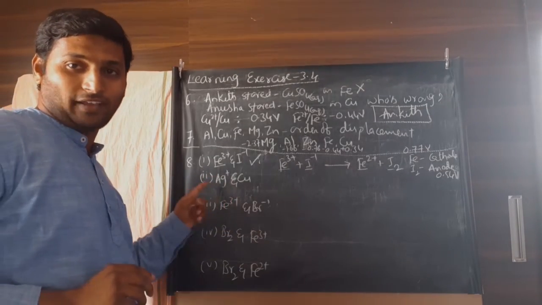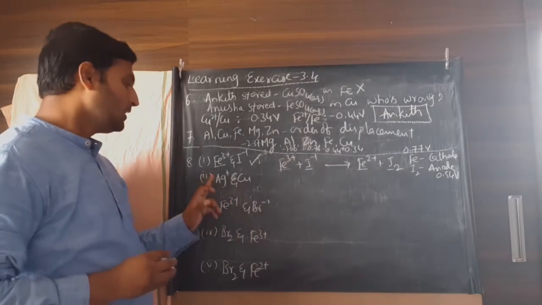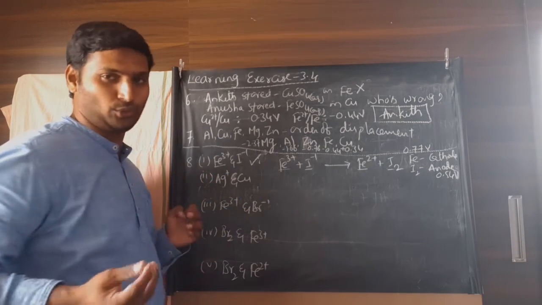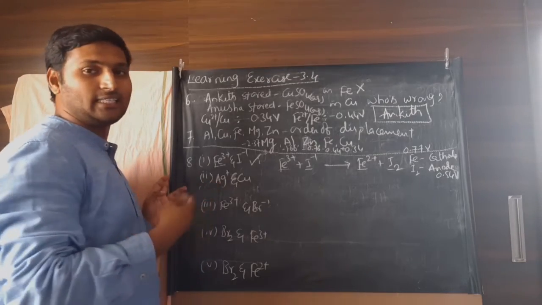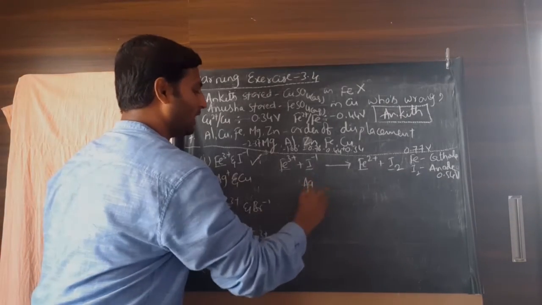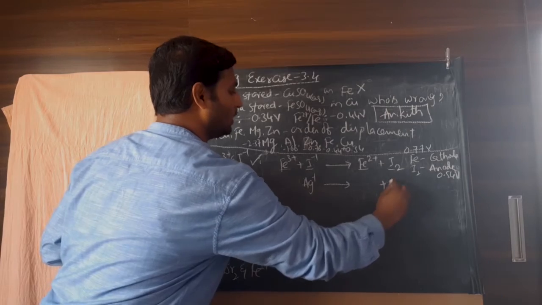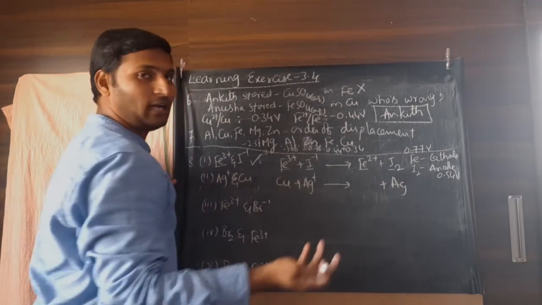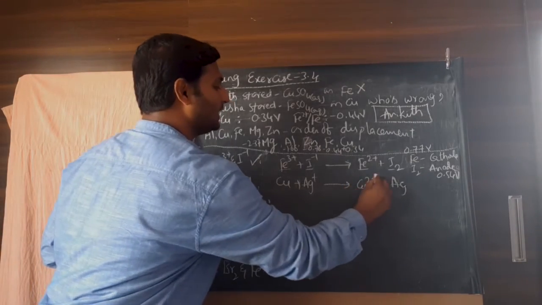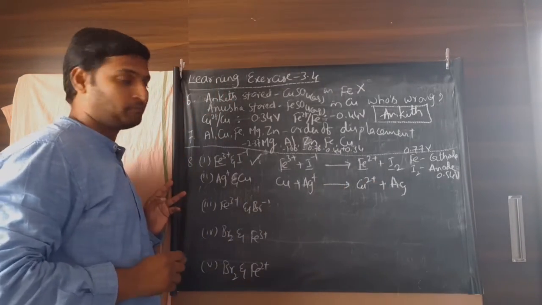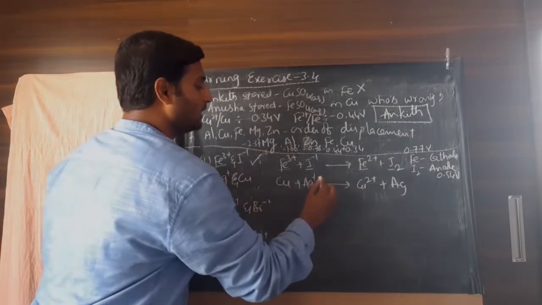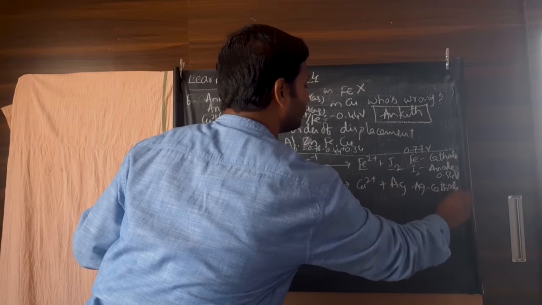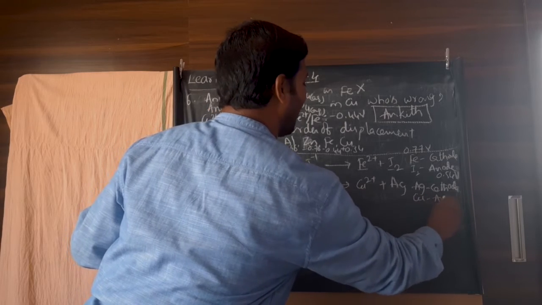Now the second part of the 8th question. Silver cation and copper metal. It's easy for you to assess. Silver is already in its highest oxidation state, so the only thing silver ion can undergo here is reduction to become metallic silver. Copper is in its zero state and the only thing it can undergo is oxidation to become ionic copper. Now you can notice silver couple is cathode here and copper couple is anode here.